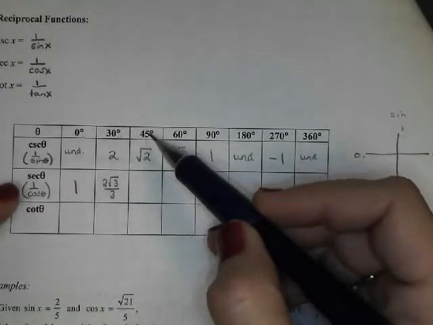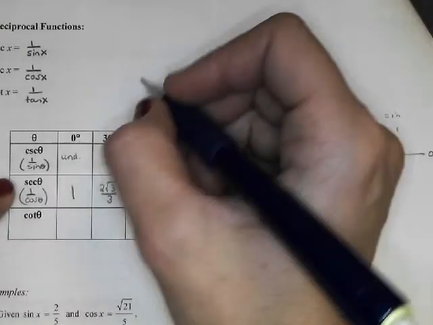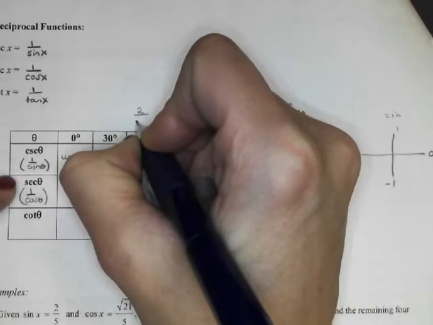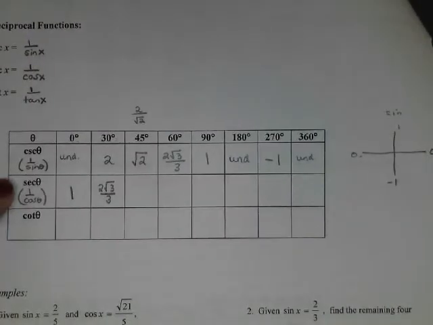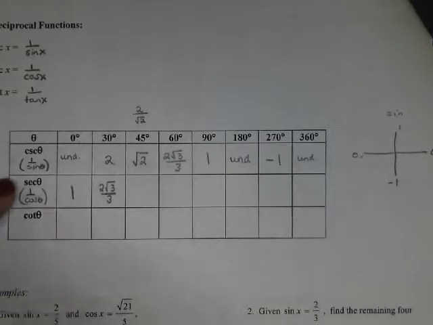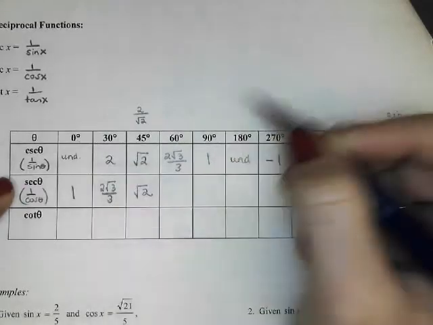For 45 degrees, the cosine of 45 is root 2 over 2. So the secant of 45 would be 2 over root 2. Just flip it. And then when you rationalize that, again, we don't need to redo that. We already did it once. It's just root 2.